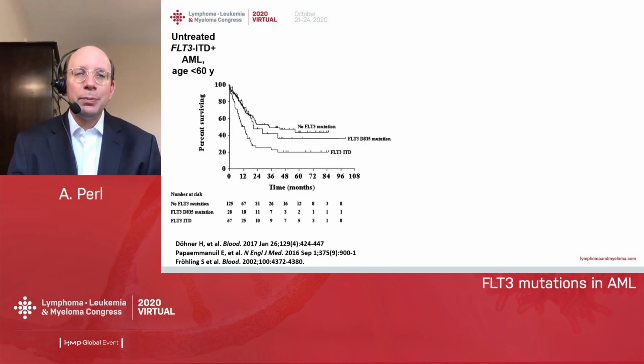It's been known for some time that the different types of FLT3 mutations have different prognostic effects, with patients showing a tyrosine kinase domain mutation at D835, again, in the activation loop, having a similar prognosis to patients who don't have a FLT3 mutation, and patients with FLT3 ITD mutation having worse outcomes.